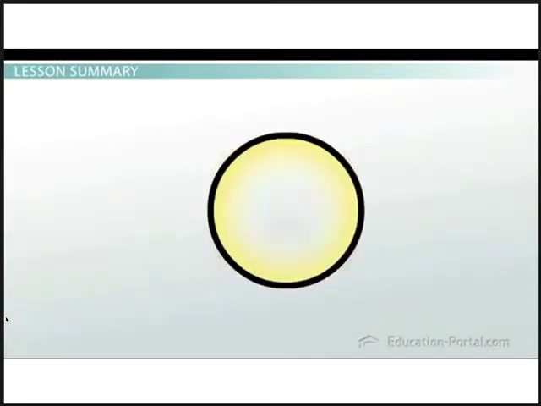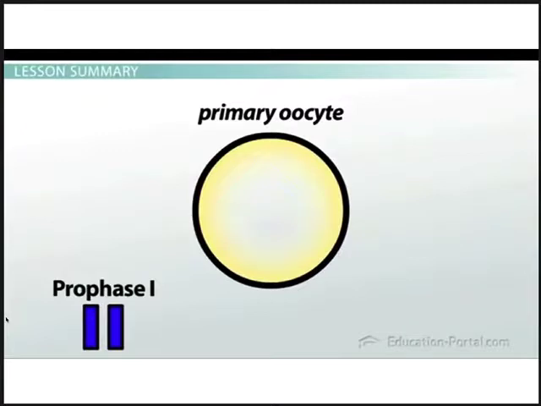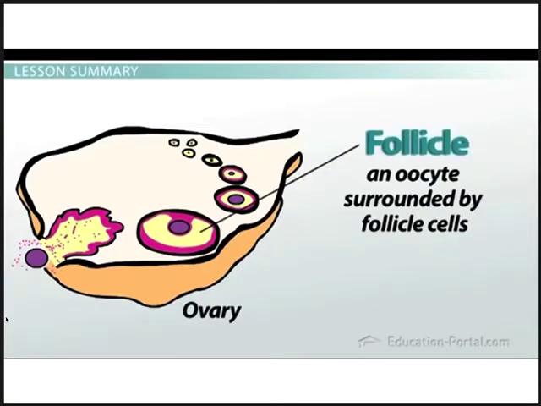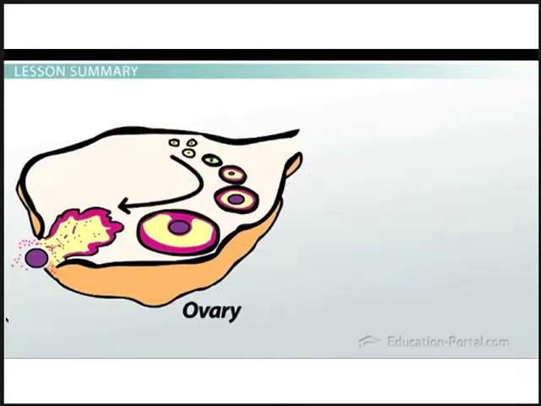The primary oocytes press the pause button on their development in prophase 1 after they've replicated their genomes, but before they've made the first meiotic division. In humans, oocyte development occurs in the ovaries. Each oocyte is surrounded by a number of follicle cells to create a follicle. When the menstrual cycle begins, one or maybe even a few primary oocytes begin to grow larger, and the follicle cells increase in number and cause the follicle to grow larger too.